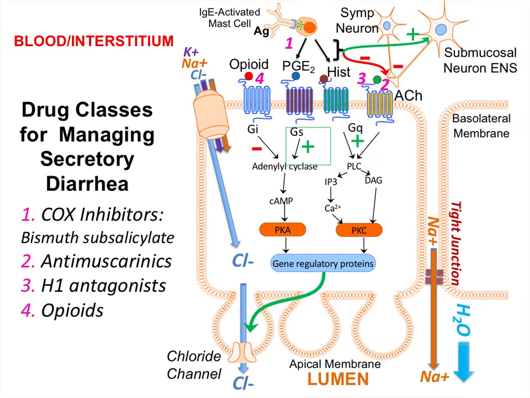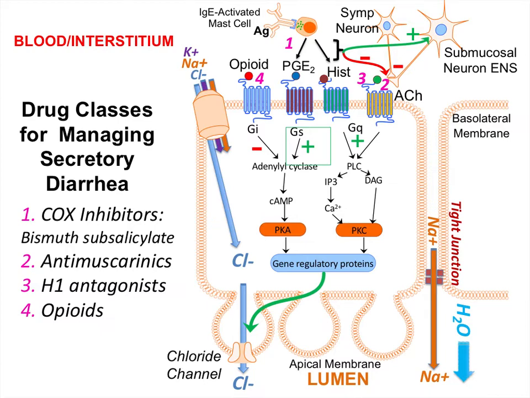Now, what about the opioids? The opioids basically are linked to inhibitory G proteins that have a negative effect on the adenylate cyclase, reducing cyclic AMP, and as a result, reducing the tendency for chloride channels to be inserted and therefore for chloride secretion to occur. So let's now go through the various drug classes. The drugs such as bismuth salicylate, you might know it as Pepto-Bismol, we'll talk about it shortly, is a COX inhibitor. They would work up here, reducing prostaglandin production.